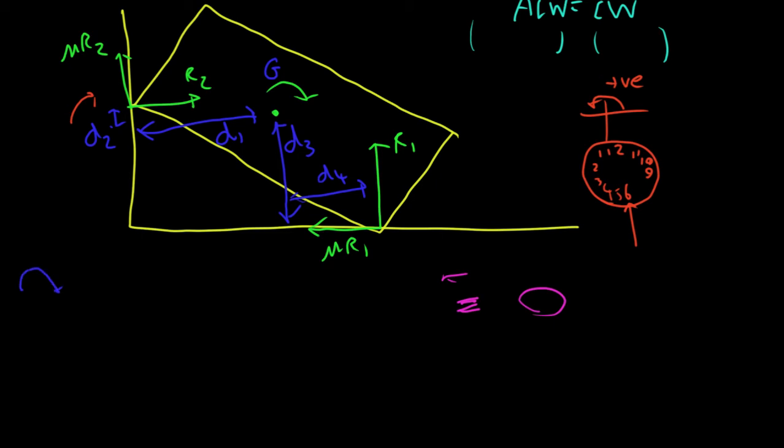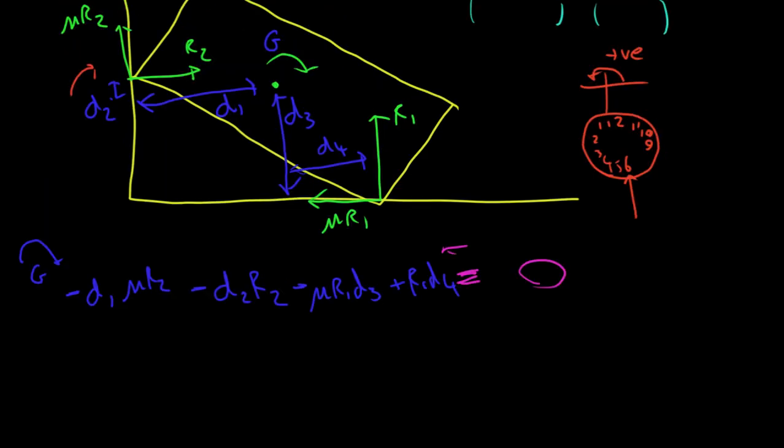Okay, so taking moments about G, what happens? You'll see we actually end up getting 3 clockwise moments and 1 anti-clockwise moment. So we have minus D1 times mu R2, and then minus D2 times R2, and then negative mu R1 D3, and then plus R1 D4. So that's what I get when I take moments.